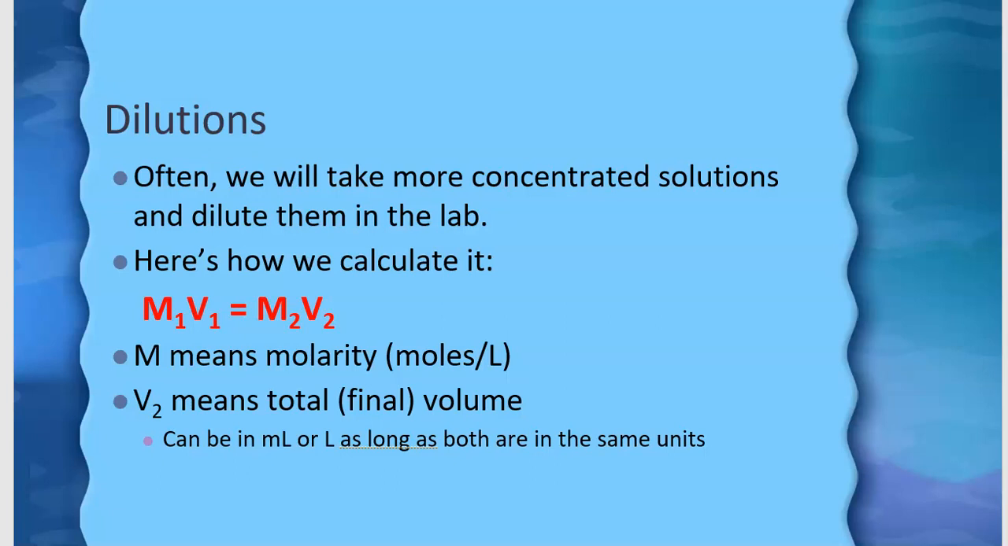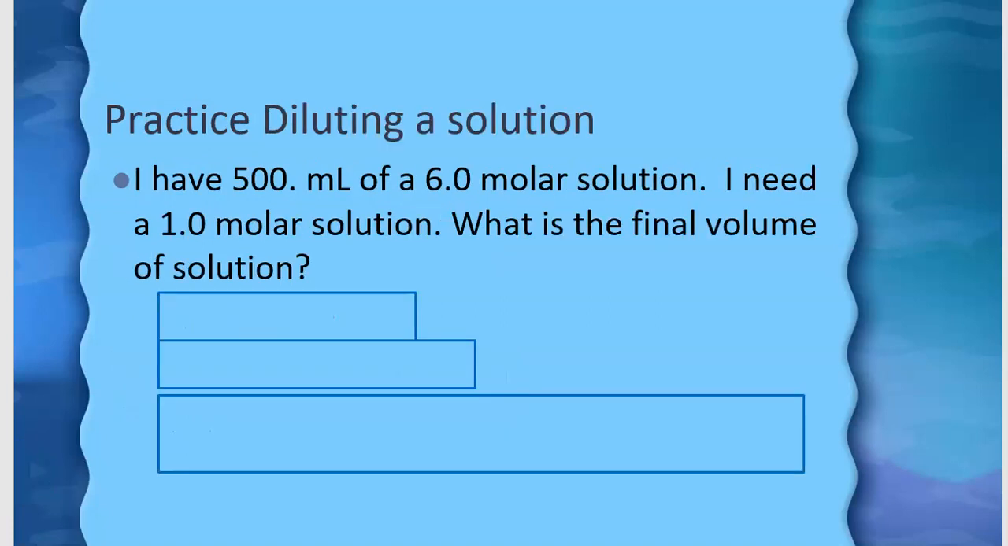So let's practice a little bit here. There's a couple different ways we could ask one of these problems. Here's one. I have 500 milliliters of 6.0 molar solution, and I want to dilute that down to become a 1.0 molar solution. So whenever I see a dilution problem, I know I'm going to be using M1V1 equals M2V2 because the number of millimoles in my 500 milliliters of 6 molar is going to be the same as the number of millimoles in my more dilute solution.